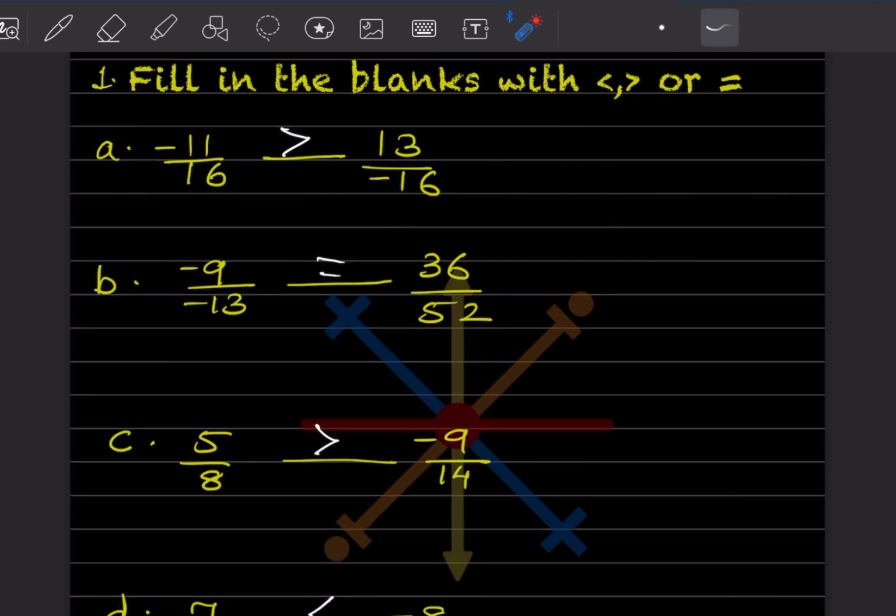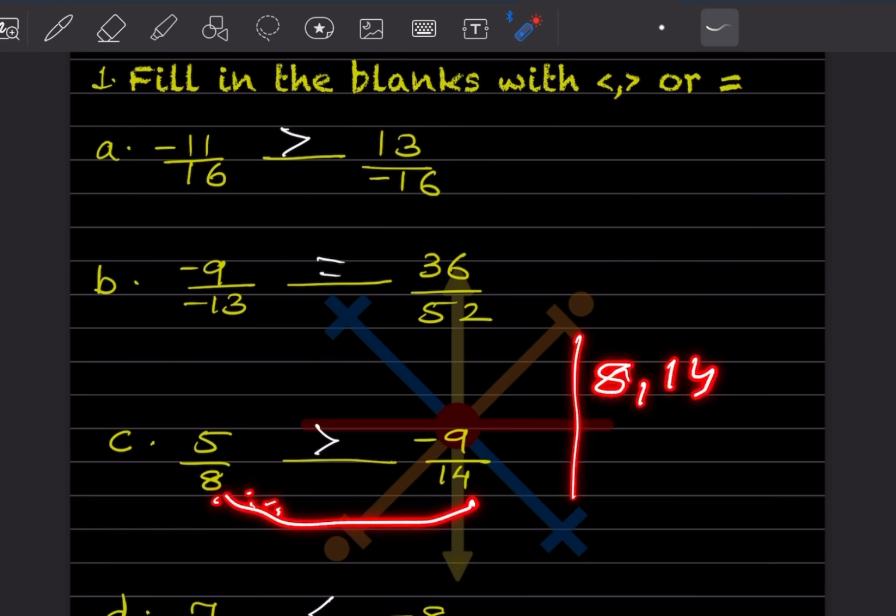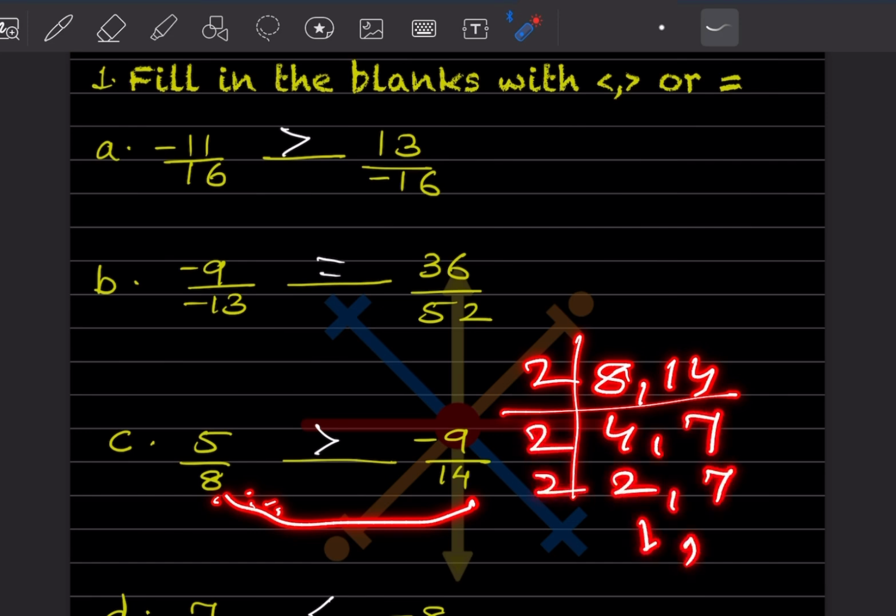Here now you can see the denominators are different. So the first thing you have to do is make the denominators equal. For that, you are going to take the LCM of 8 and 14. So 2 4s are 8, 2 7s are 14, 2 1s are 2, 7 1s are 7. So 7 2s are 14, and 14 into 4 is going to be 56.